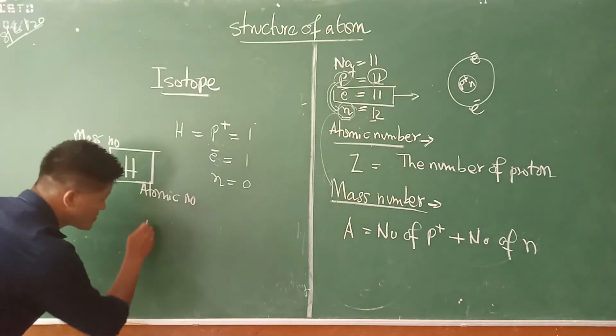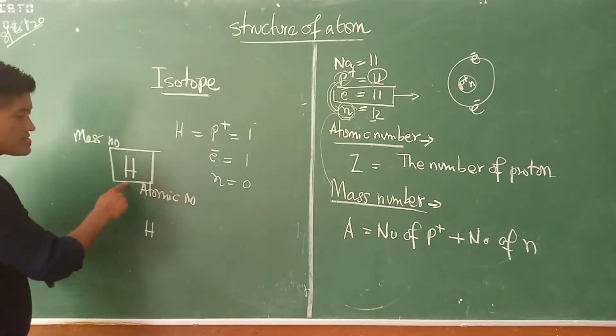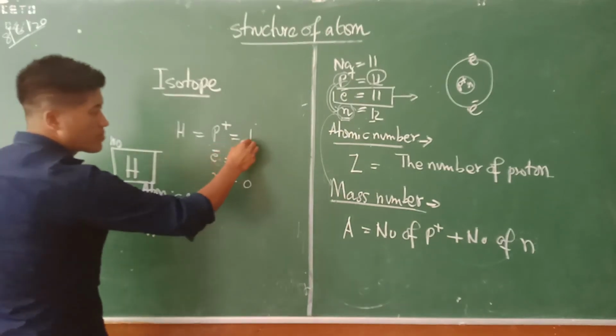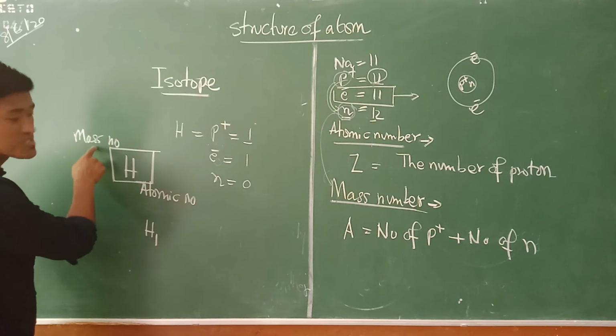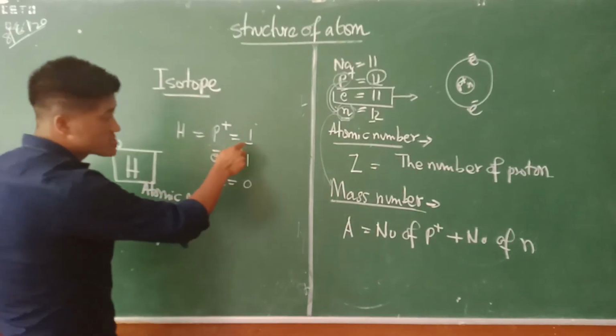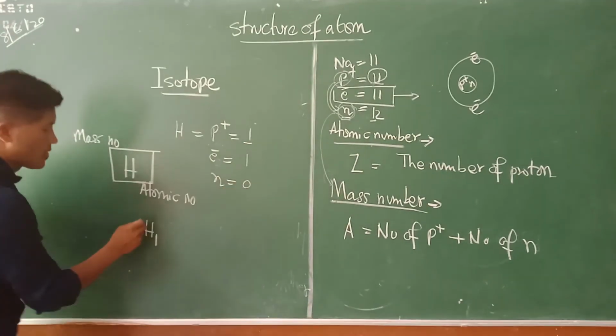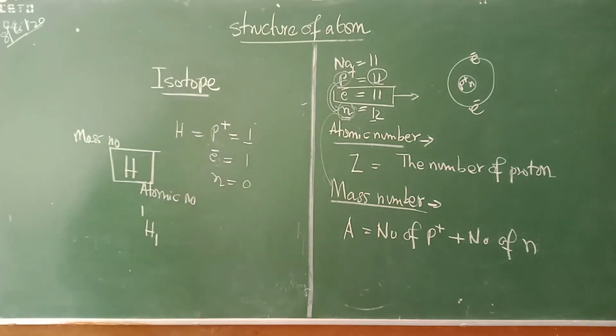Now I'm going to write hydrogen here. Hydrogen's atomic number, that is the number of proton, how much? 1. Mass number, how much is that? The number of proton is 1 plus 0 neutrons, which is 1 again. Okay? Is that clear?